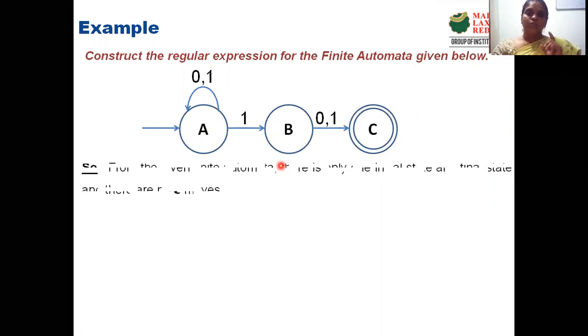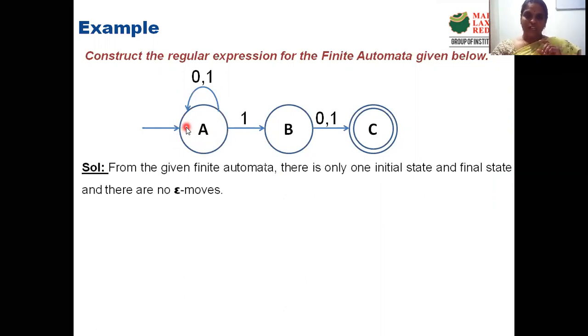So now finding the solution here, as we have identified there is only one initial state and one final state, and also there are no epsilon moves here. These are the three important points to be considered first. When you are converting a transition system into a regular expression, you should take care to eliminate all the epsilon moves. Observing the transitions here, this is the initial state which has an incoming transition on the input symbol either 0 or 1. So now we have to eliminate this state A.